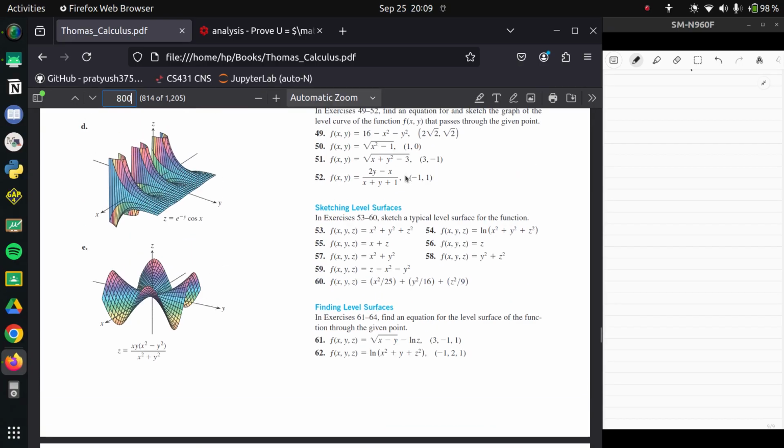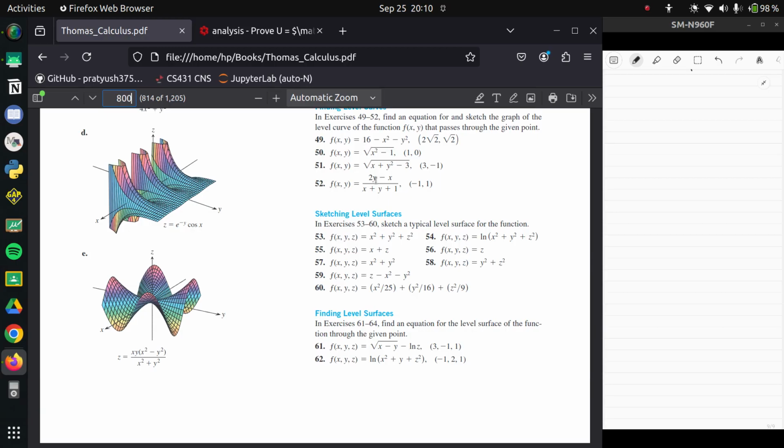What about this one? This looks hard. So it's (2x minus y) upon (x plus y plus 1). So if you just have z equal to this, what can you do with this?